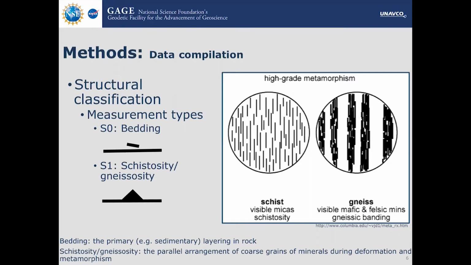And for schistosity, that is the arrangement of minerals in a metamorphic or deformed rock. And so in the image to the right, you can see that schists and rocks have layering, but they differ from gneiss because the gneiss in rocks actually has the banding look to it as well.